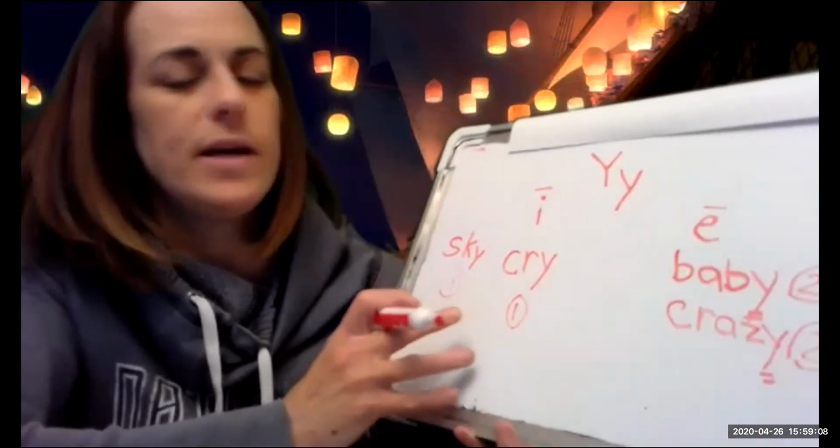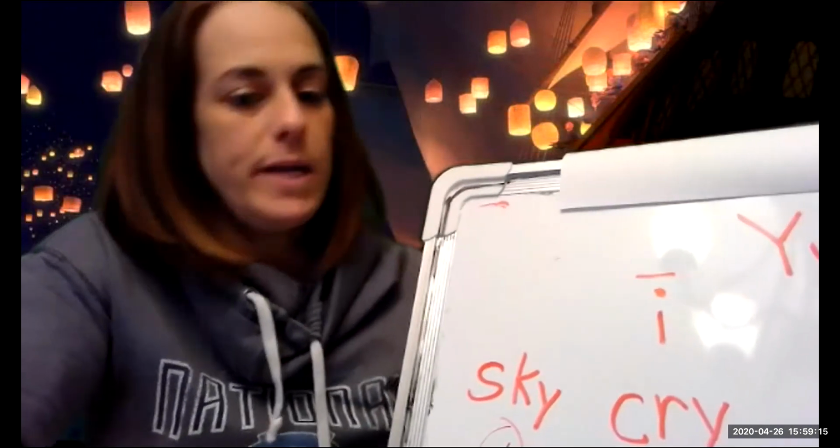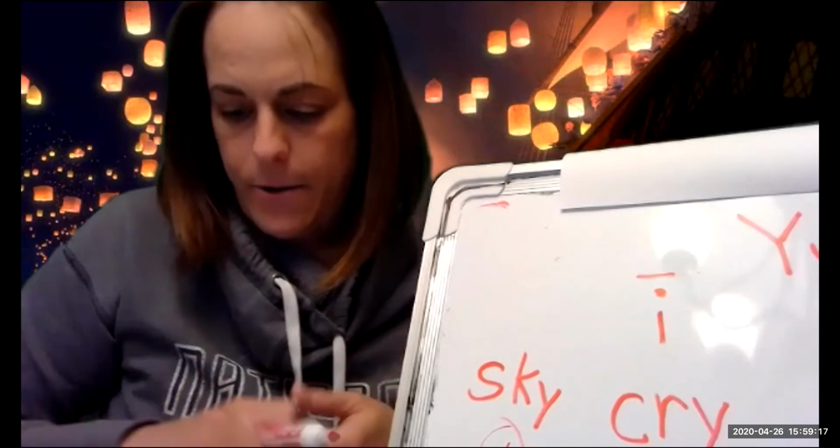Okay, so we said Y always becomes a vowel at the end of a word, but it can make different sounds. It could make the I sound or it could make the E sound. So that's going to help us figure it out.